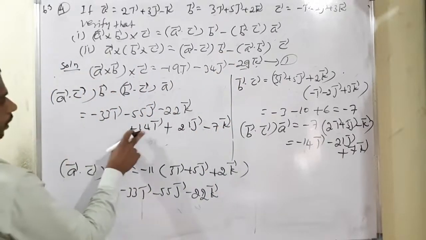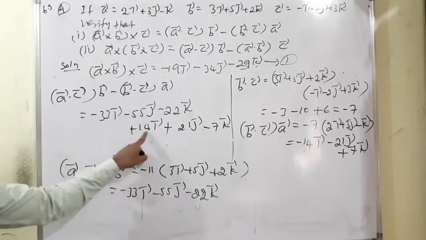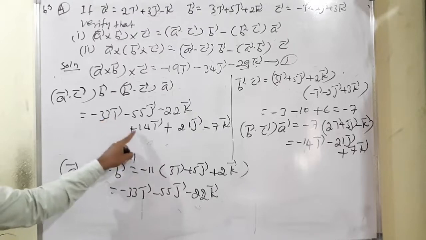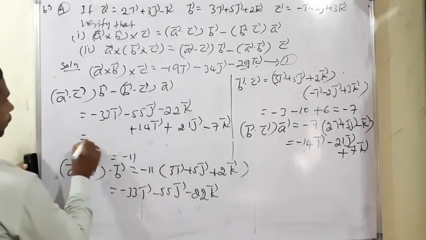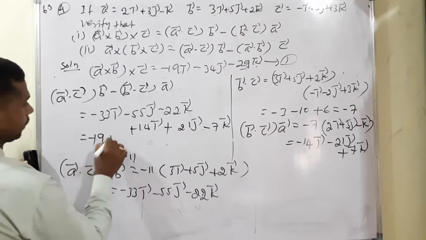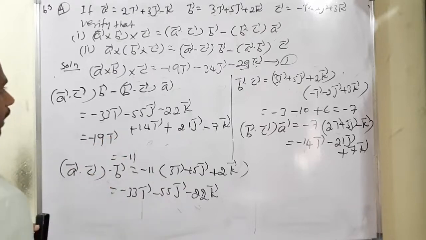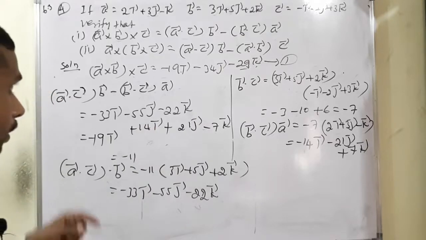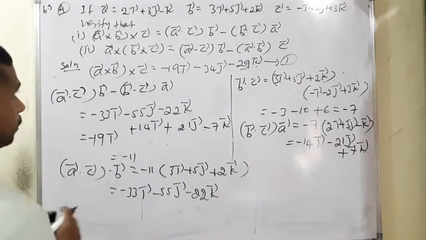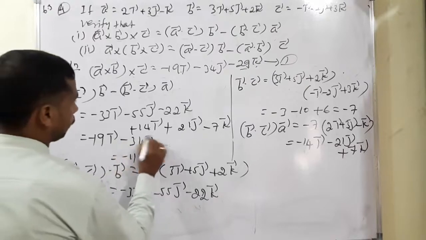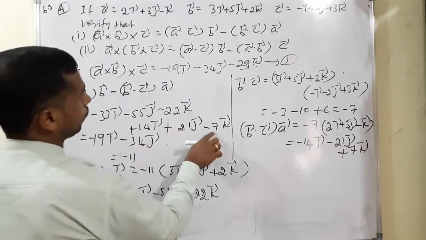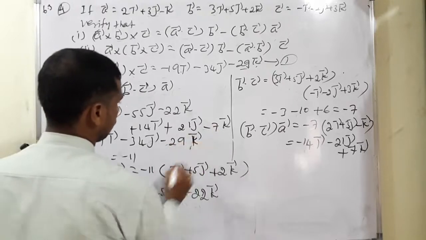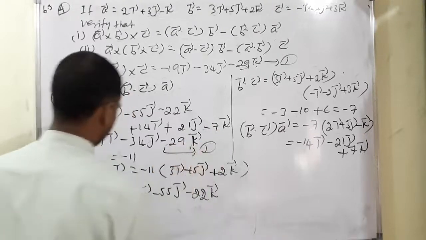Look at there, 33 minus 14 means 19 will come, no? But minus sign because the biggest value is minus 33. So minus 19 i vector. Next condition, minus 55 plus 21 means definitely 34 will come, isn't it? So minus 34 j vector. Last condition, minus 22 minus 7 is minus 29 k vector. So look at there, this is condition number 2.